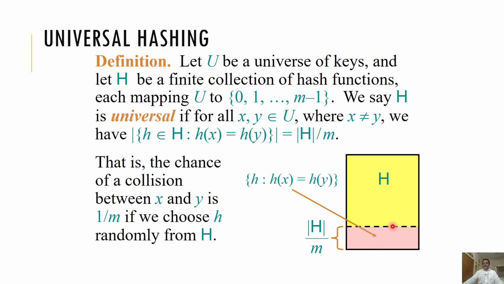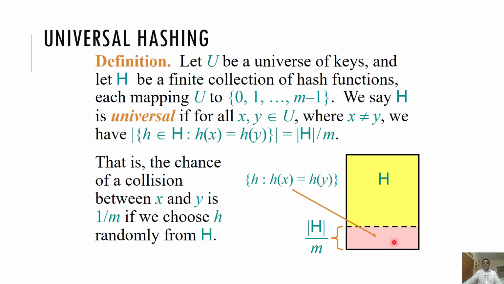So now, if the size of this bad portion is 1 by m fraction of the total size, then this collection is called a universal collection, and we will see it is a good collection. So now if we choose a hash function from this universal collection, then given any two keys, what is the chance they will collide?